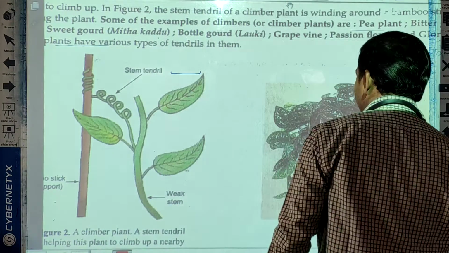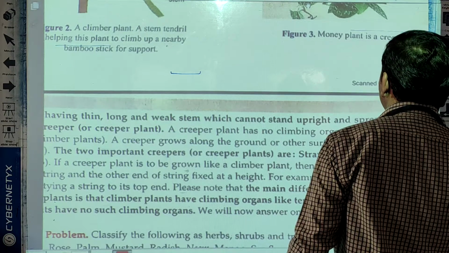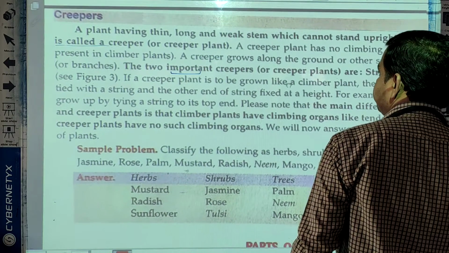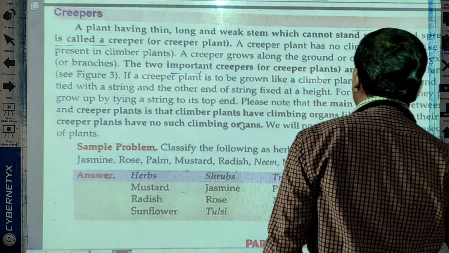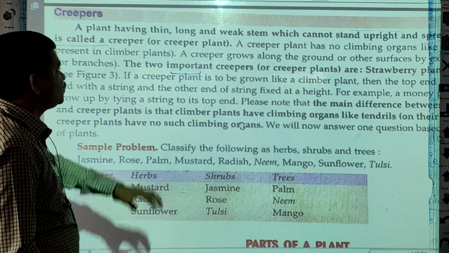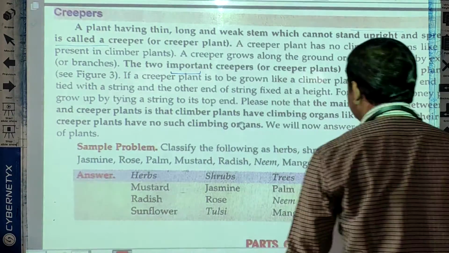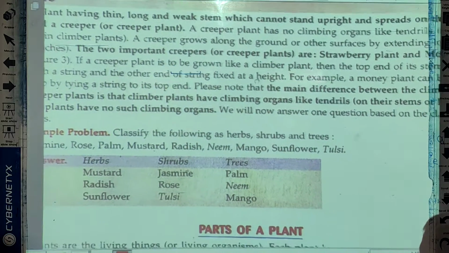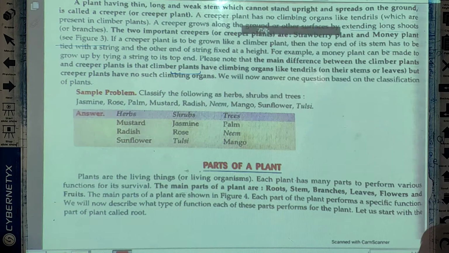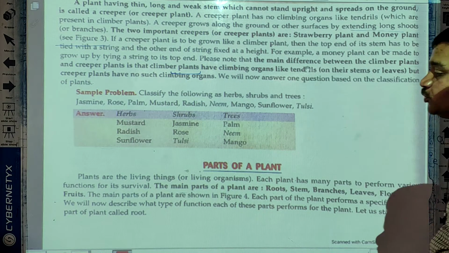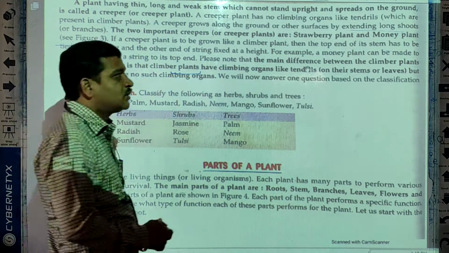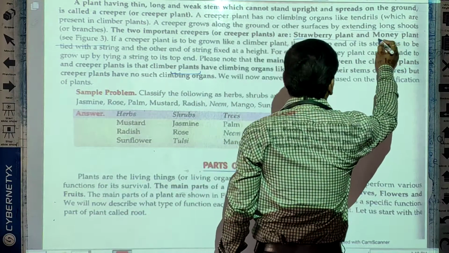I will show you. Do you know an example, the money plant? Money plant is a creeper plant. Students, you can see here, a creeper grows along the ground or other surface. The two important creepers are, first one, strawberry plant and second one, the money plant. These two plants are included in the creepers.